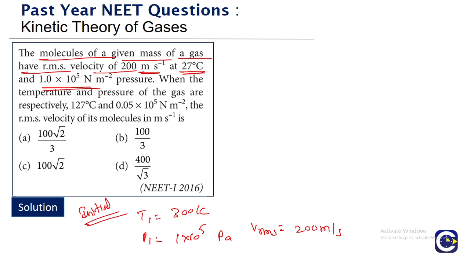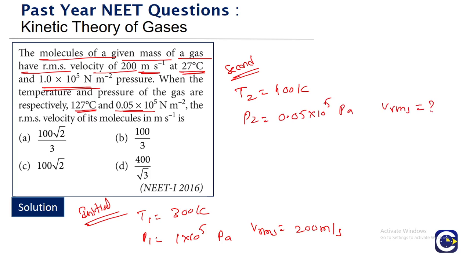Now when the temperature of the gas and the pressure are 127 and so on, in the second state, what is the temperature? 127 means 127 plus 273, that will be 400 Kelvin. That is the temperature. And what is the pressure? Pressure is 0.05 into 10 power 5 pascals. So they're asking what is the RMS speed of the gas over here.